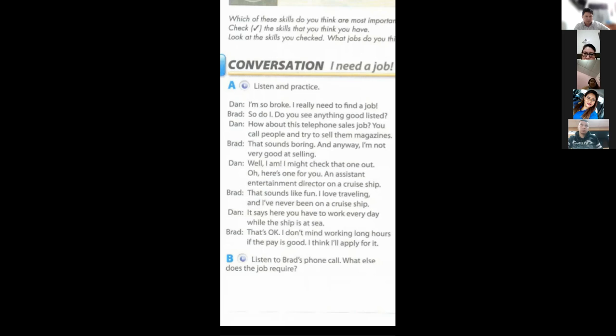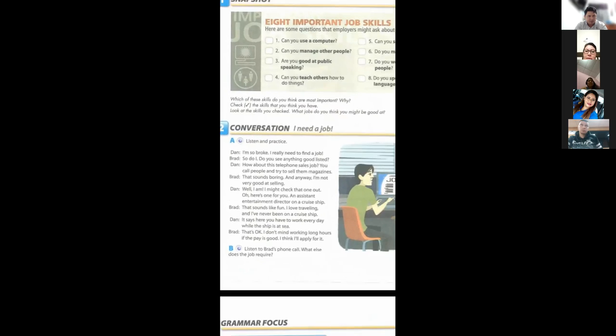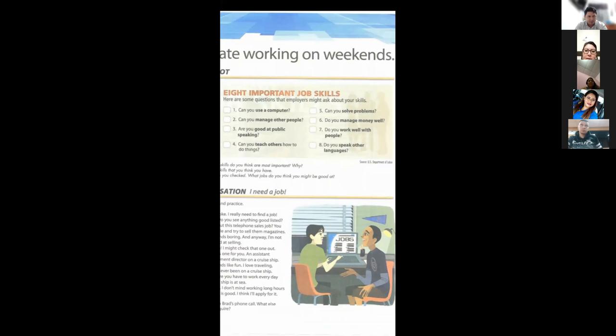I think no sé si empezamos al revés. No, it's okay. You can practice the conversation and then the top three skills. Después el top three que ustedes hicieron. Yes. Entonces, ahora las preguntas, ¿verdad? Yes. Right. Okay. Can you use a computer? Can you use a computer? A computer? Sí. Yes.